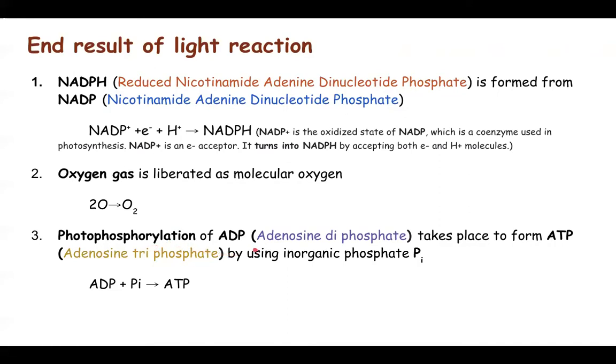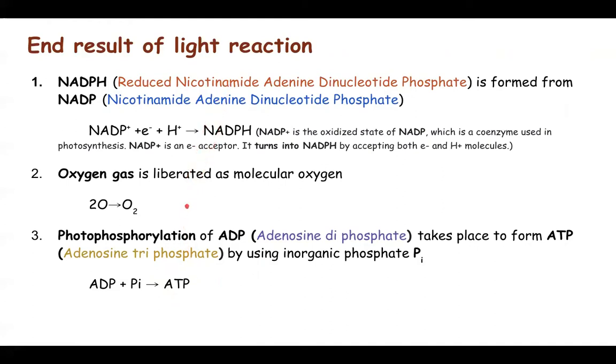Now, what is photophosphorylation of ADP? ADP stands for adenosine diphosphate. ADP changes into ATP, adenosine triphosphate, by using an inorganic phosphate, a phosphate present inside the cytoplasm. And it combines with ADP to produce an energy-rich molecule called ATP. Now, it is this ATP which will be providing energy for the second, that is the dark phase.